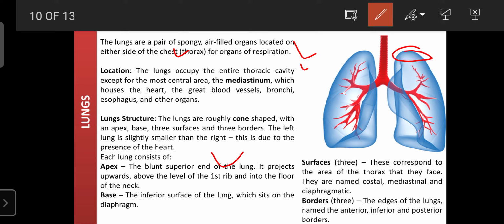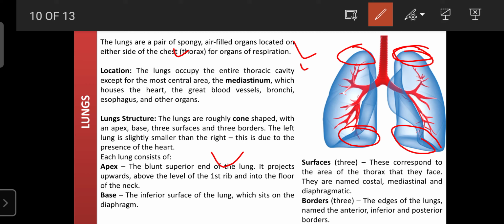Next is the base, the inferior surface of the lungs, which sits on the diaphragm. So this is the base, and this is the apex. The upper part of the lung is known as the apex, and the bottom of the lung is known as the base. The base is present just above the diaphragm, and the apex is related to our clavicle bone.